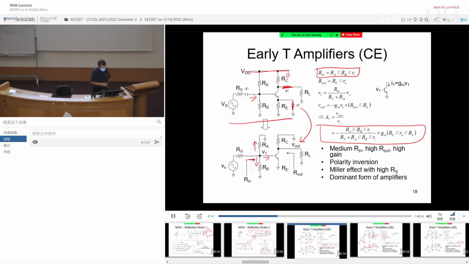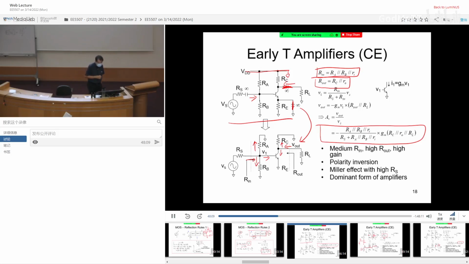How about output? Now for output resistance, I'm looking into here. If I'm looking into here, what do I see? I see the top, RC, and then the bottom. The bottom is looking into the collector terminal, which is R0. So R out equals to this guy. Right away, you get the answer.